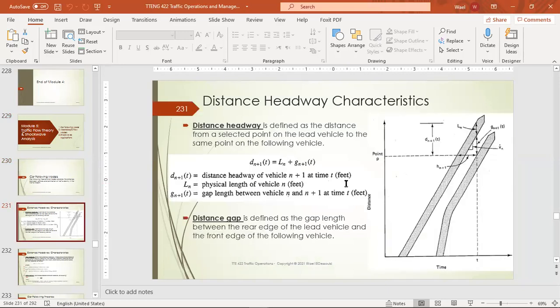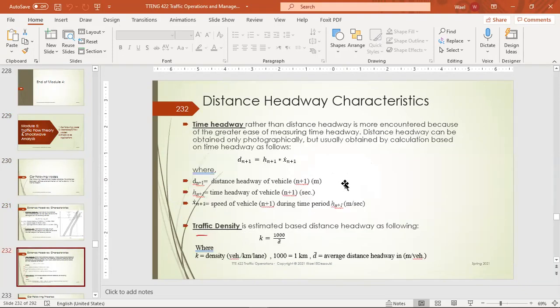and we started with the distance headway, defining basically the distance headway characteristics and distance gap, and we defined also the time headway, okay, and the traffic density as a function of the distance headway between vehicles. So basically the traffic density is 1000 meters divided by the average distance headway in meters per vehicle, and the result will be vehicles per kilometer per lane.